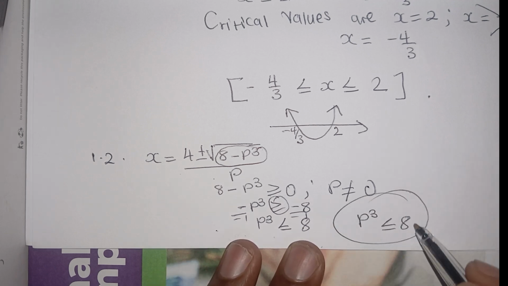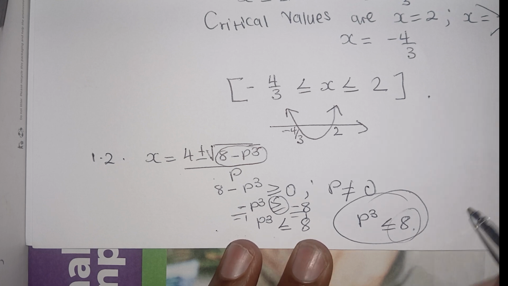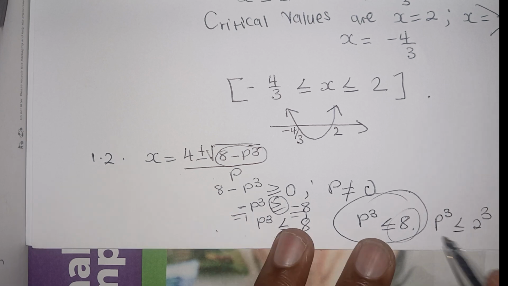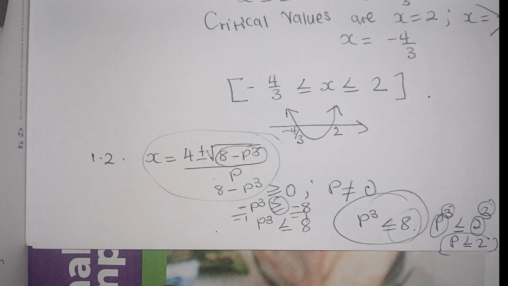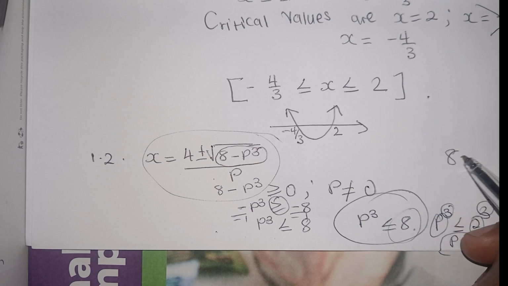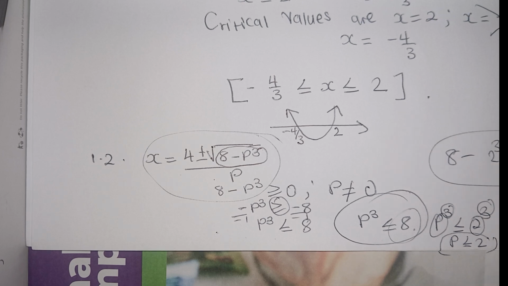Now here, because we have p cubed less than or equal to 8, we can also write 8 as 2 to the power 3. So we're going to say p cubed is less than or equal to 2 to the power 3. Right? Then from there, because the exponents are the same, the bases compare the same way, so p is less than or equal to 2. So 2 is the one that will make this real. It will be 8 minus 2 to the power 3, which is 0. So it is real. 0 is real. Now that's how it is.